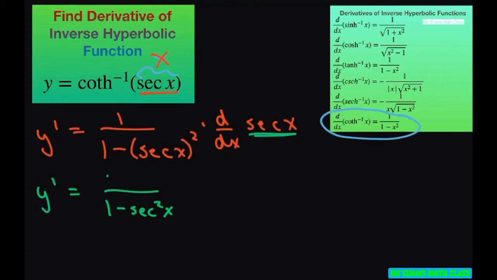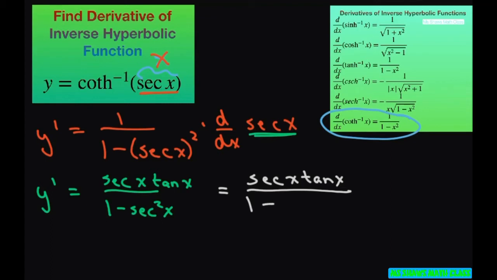So let's write that, secant x times tan x. All right, now we're going to simplify as much as possible and see where we can come up with this. So our numerator, let's write that the same, secant x times tan x. Our denominator, let's rewrite our secant squared as tan squared of x plus 1.